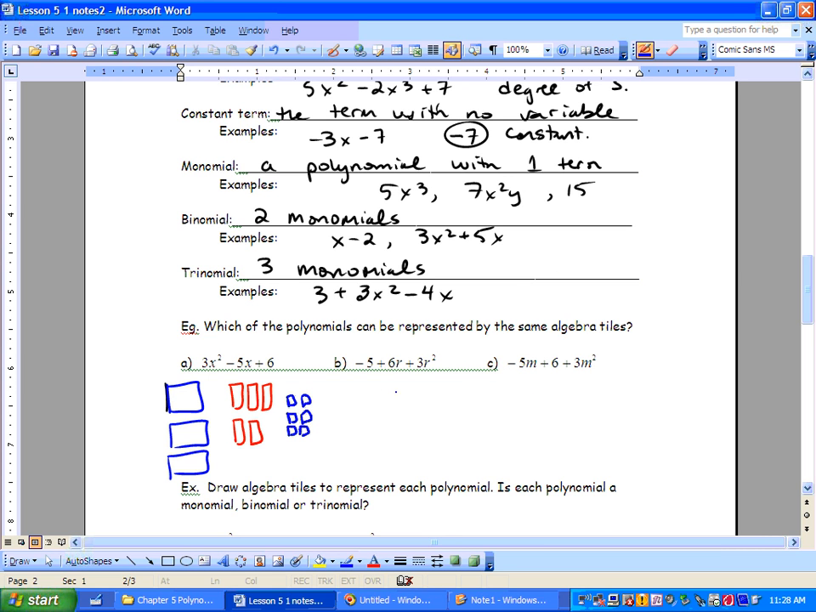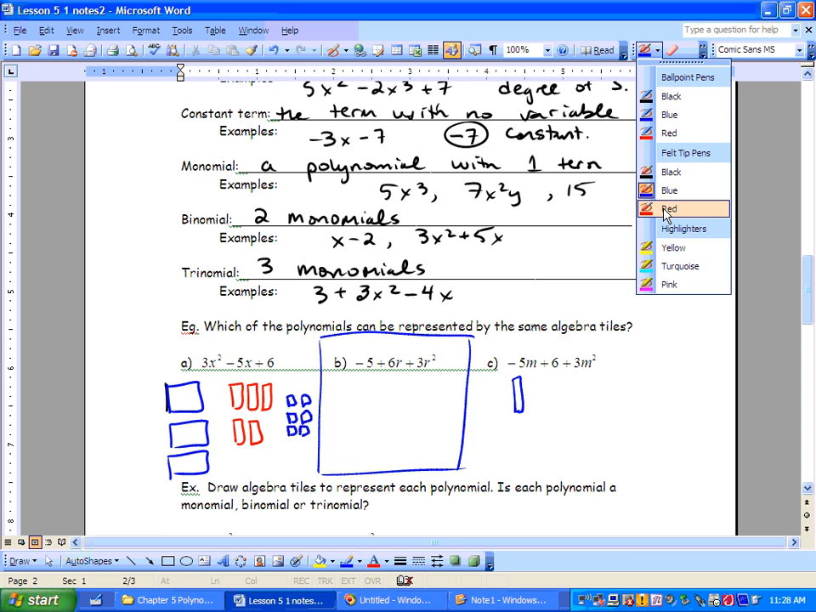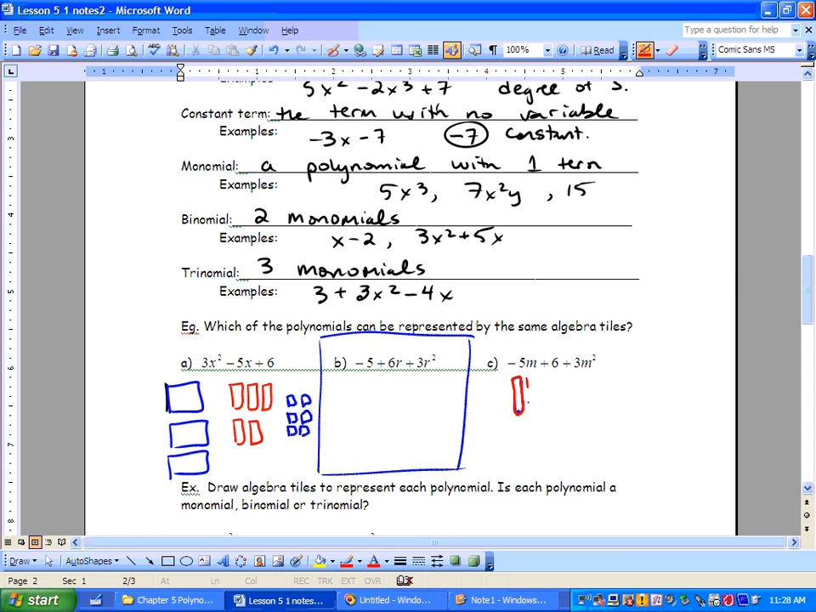All right? And I want you to try B. So I want you to try this one on your own. And then we'll try this one as well. Negative 5m, so 1. Oh, that's got to be a red. 2, 3, 4, 5. Plus 6, so we're going to put that in blue. 1, 2, 3, 4, 5, 6. And 3m squared. We've got 1, 2, 3.